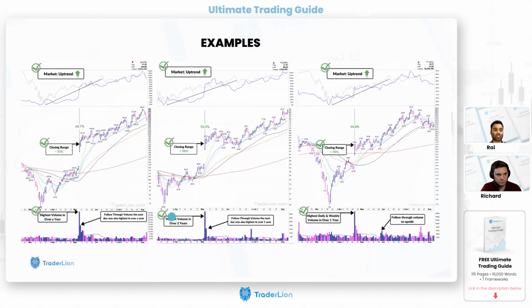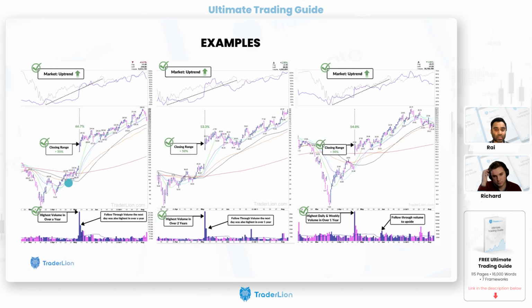And here are some examples. So we have, let me try to guess some of these. This is Twilio, I bet. Highest volume in a year and high closing range. That one continued up and out. I believe this was the very top in Twilio. Now it's at $50. But this was a run, 50% closing range, 67% move.